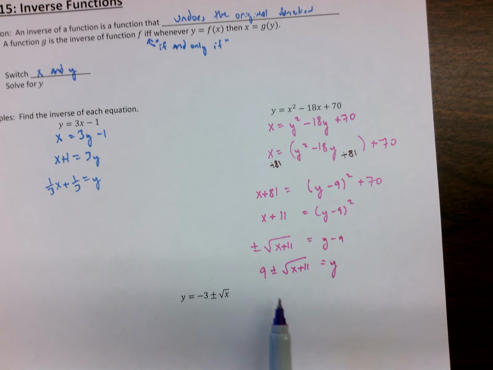Notice that we put the 9 in the front. That's kind of common because you have this plus or minus in the front, so it's nicer to write 9 plus or minus a square root than positive or negative square root plus 9. So that is our inverse function.